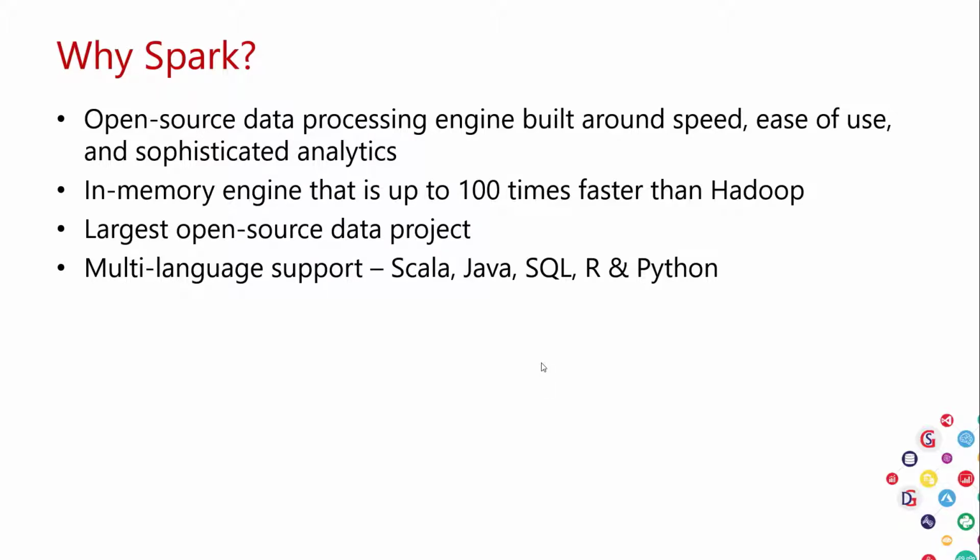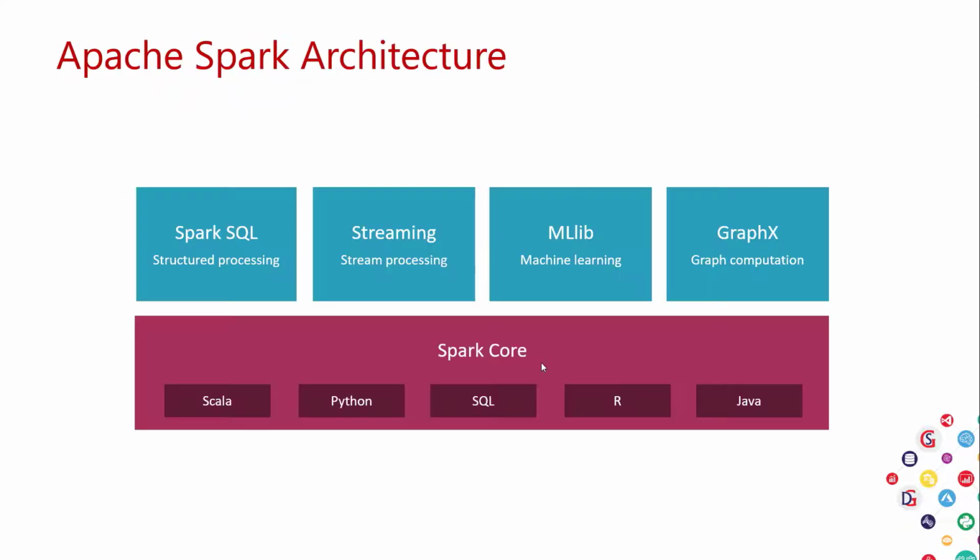All right, so let's go ahead and see what is the architecture of Apache Spark. At the heart of Spark, there is the Spark Core library that consists of all the Spark constructs, which can help you do in-memory processing. As I mentioned previously, you can write the code in any of these languages, be it Scala, Python, SQL, R, or Java.